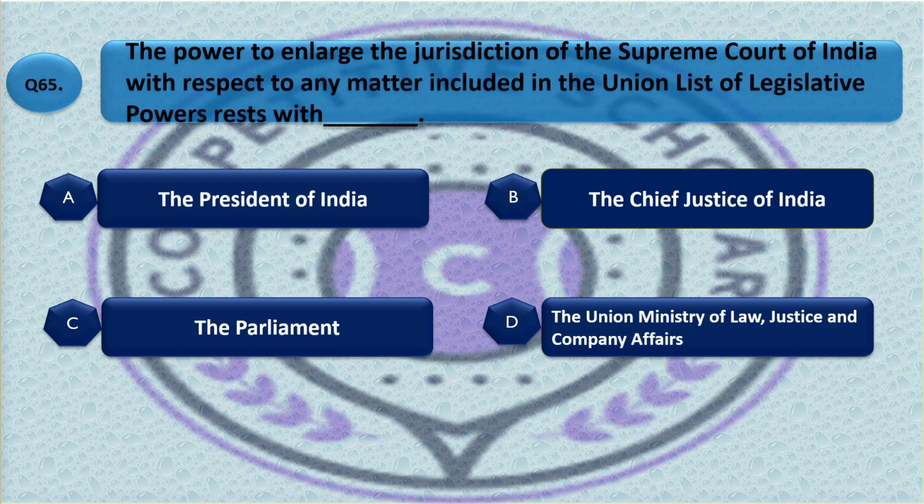Next, question number 65. The power to enlarge the jurisdiction of the Supreme Court of India with respect to any matter included in the Union list of legislative powers rests with option A, the President of India. Option B, the Chief Justice of India. Option C, the Parliament. Option D, the Union Ministry of Law, Justice and Company Affairs. Answer is option C.